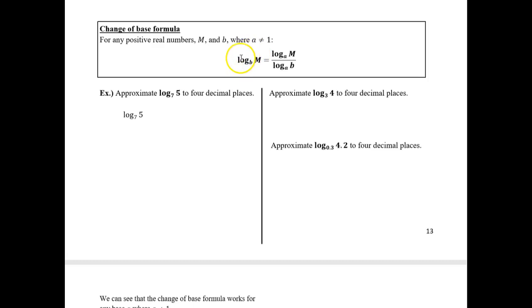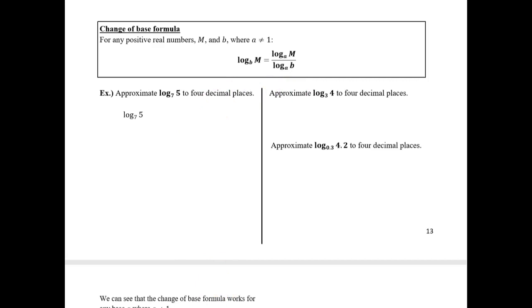So when I say the big number divided by the small number, I mean what you're taking the log of divided by the subscript, the base. Okay, and this is a, and it says that a can be any positive real number except for 1. So let's go ahead and look at this first example. It says approximate log base 7 of 5 to 4 decimal places.